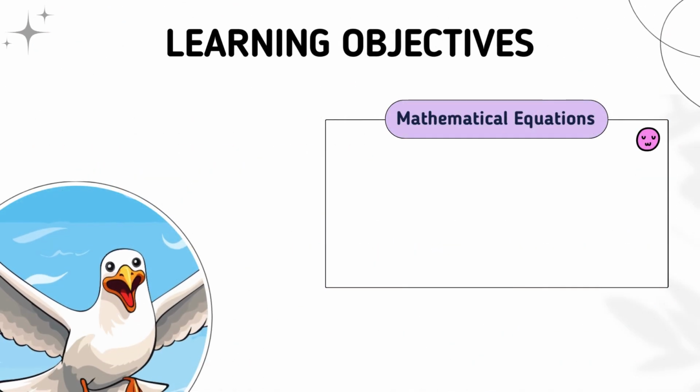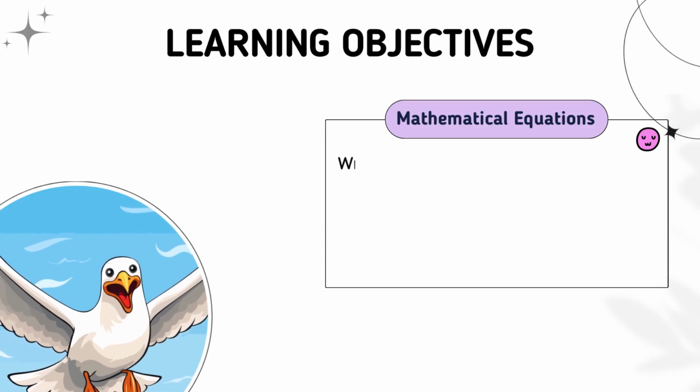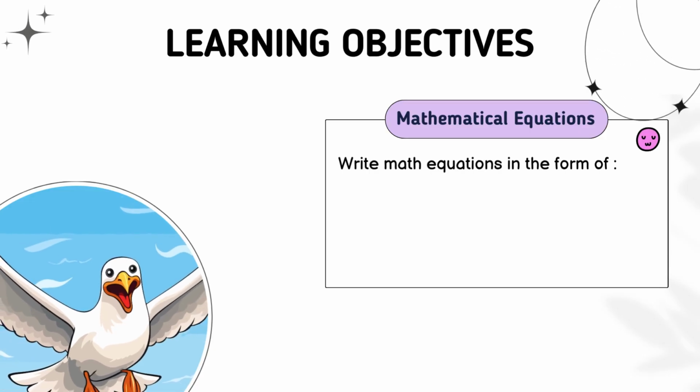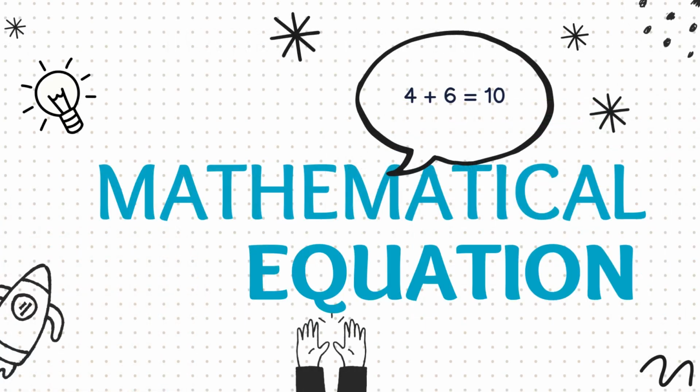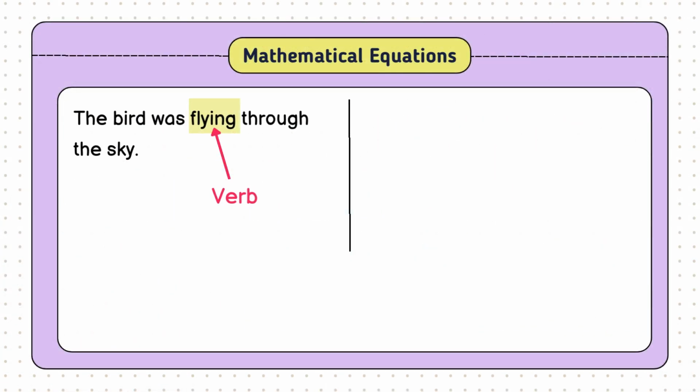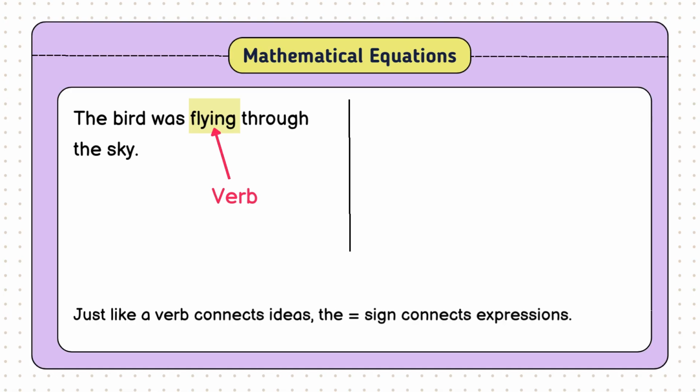By the end of this video, learners will be able to write math equations in the form of addend plus addend equals sum. An equation is like a complete sentence. It links two expressions with an equal sign, just like a verb connects parts of a sentence. For example, 4 plus 6 is equal to 10. Now we have a full math sentence.